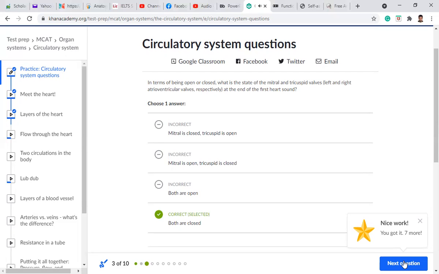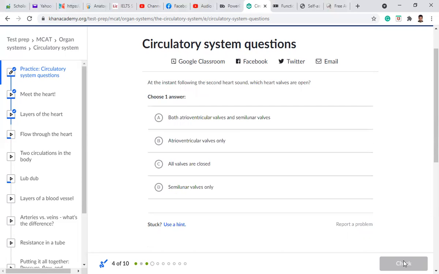So you understand why both of them are closed, yes? Yes, sir. From the explanation I gave. Okay. At the instant following the second heart sound, which heart valves are open?